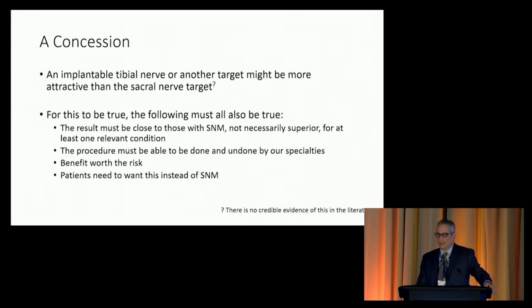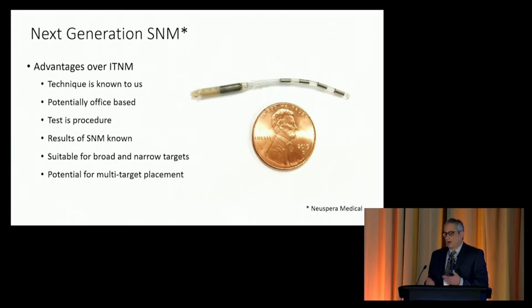So I have a concession to make. An implantable tibial nerve or another target might be more attractive than the sacral nerve, but in order for that to be true, the results have to be close. They don't have to be better. The procedure has to be able to be done and undone by our specialty. We can't have the patient having to go to a foot and ankle surgeon or an orthopedic surgeon to get these things out. The benefit, of course, has to be worth the risk, and patients need to want it instead of sacral neuromodulation. But we have so much better tools and tools emerging in sacral neuromodulation.